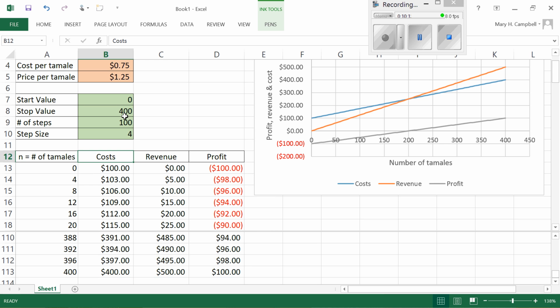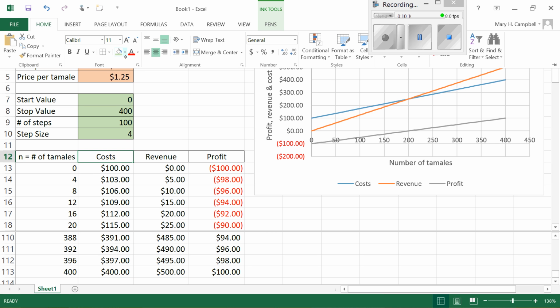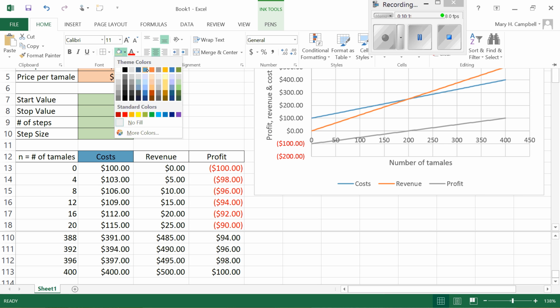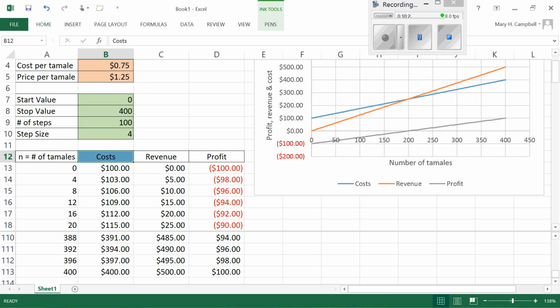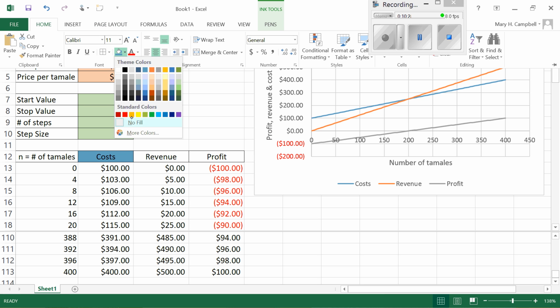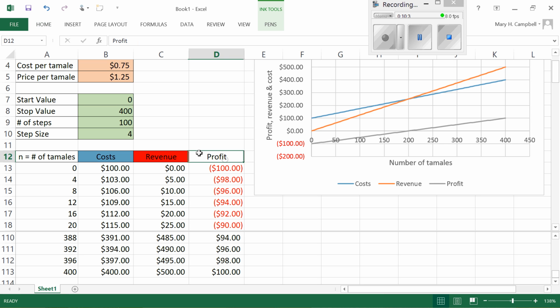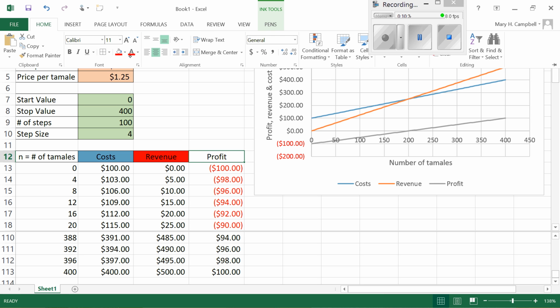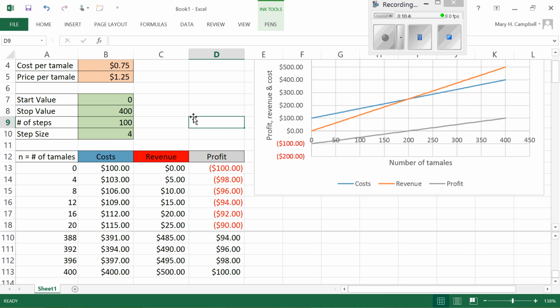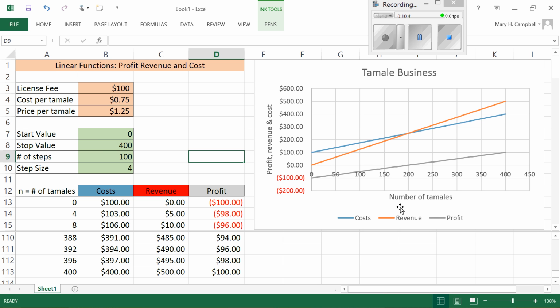Now we can color coordinate things. The cost equation is in blue. We could go to Home and we could fill that cell as being blue to match the blue line. The revenue is a red line, so we could make that cell red. And then the profit looks like it's a gray line, and we can make it gray. So you can add your own design elements here, maybe choose a little better combination of colors. The important thing would be with the charts, they're not useful unless we've got labels that mean something. So explaining what's going on and explaining what each of the different lines are.